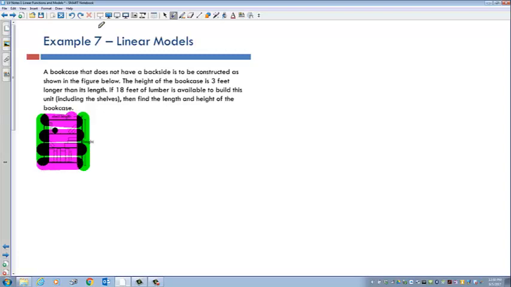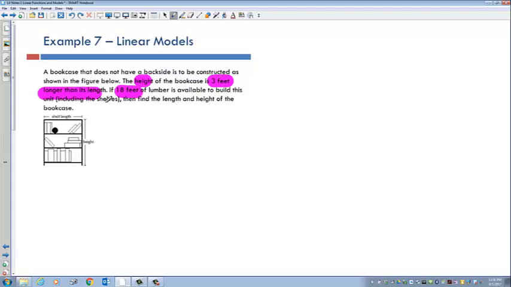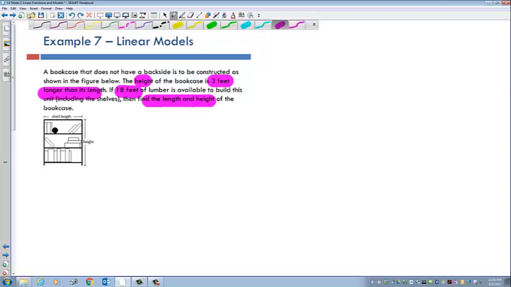And so what we want to do is, we want to do what? So it says a bookshelf that does not have a backside is to be constructed as shown in the figure below. The height of the bookshelf is 3 feet longer than its length. Right? If 18 feet of lumber is available to build this unit, including the shelves, then find the length and the height of the bookcase. All right, so let's decipher this. So I kind of got ahead of myself there.